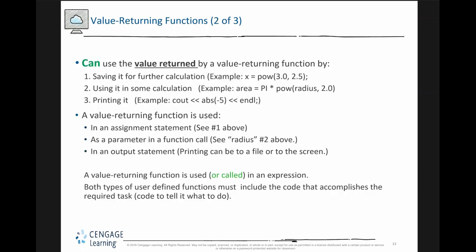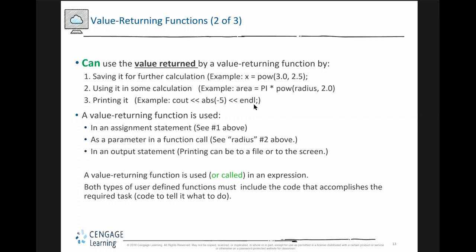When you use a value returning function, you can do one of three things with that value. You can save it to a variable for later calculations. So that's like this. We're using this function right here and we're saving that value to x, and then we can use x later on. You can use it in a calculation. Here we have it, right? Here's our function, and then we multiply it by pi to get a value. So here it's being part of a calculation. Or you could print it, so you could put it to the screen or to a file if you wanted.